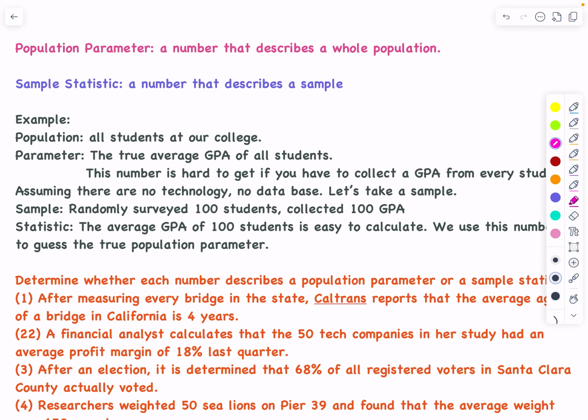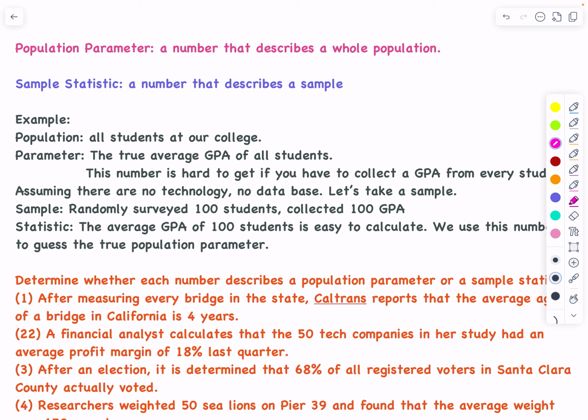Population parameter versus sample statistics. A population parameter is a number that describes a whole population. I have a population, a big picture. There is a number describing a characteristic of this population. That is called a parameter.